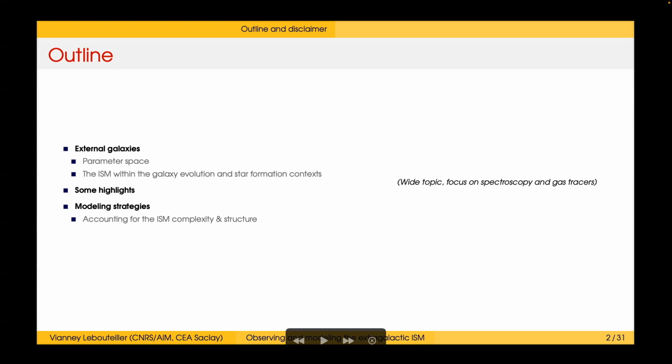So yeah, I'm going to use the occasion that there is a talk right after about dust properties in nearby galaxies to focus on gas properties and spectroscopy.